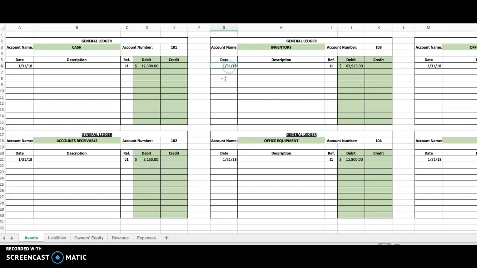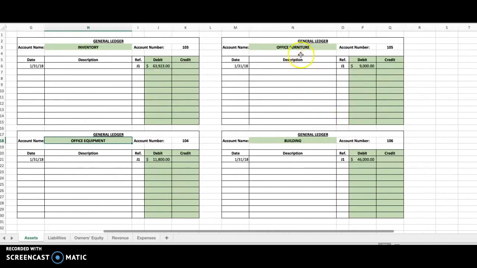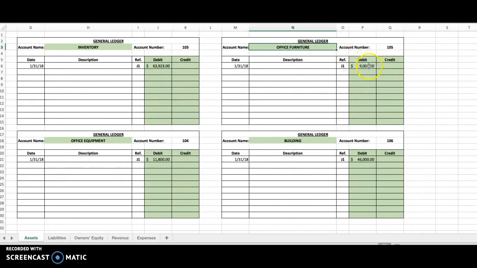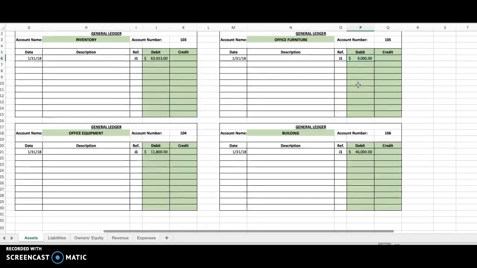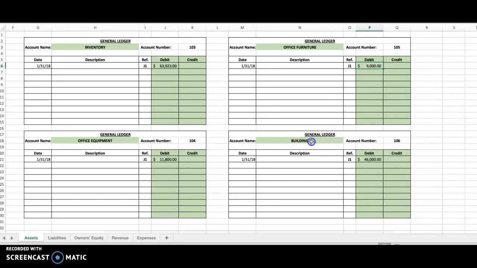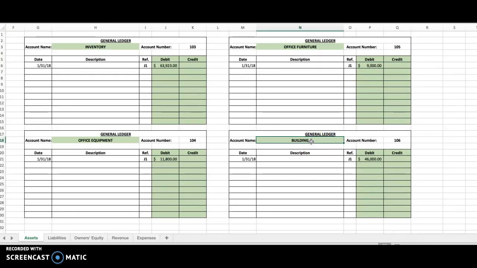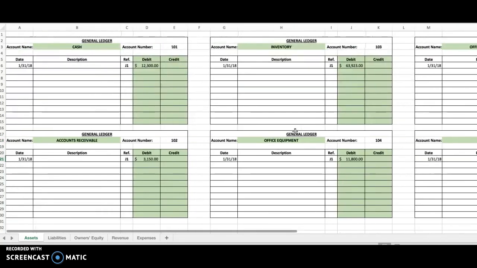So we have inventory, again, as of January 31 of this amount of money, $63,923. Again, this information came from Journal page 1. We have office equipment. If I scroll over, we can see we have office furniture, $9,000 worth of office furniture. These are all assets. We have a building valued at $46,000. That's an asset. We don't rent it, we own it. So these are the assets of the business.